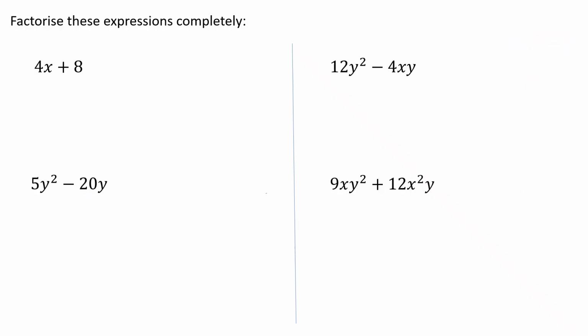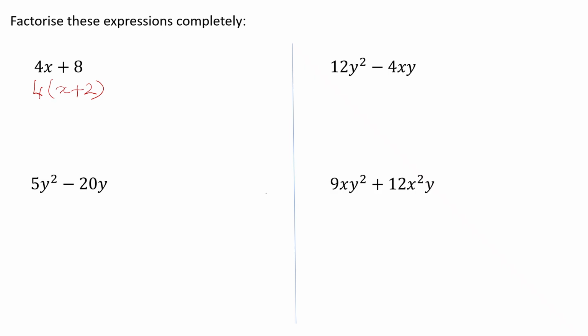Factorising 4x plus 8. The most common factor is 4, take 4 out of the bracket. So inside the bracket, x plus 2. If you expand this bracket, you will get the original expression. 4 times x, 4x, plus 4 times 2, 8. You can check your answer: expand this bracket, and you will get the original expression.